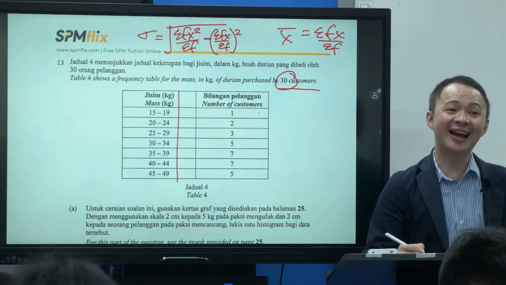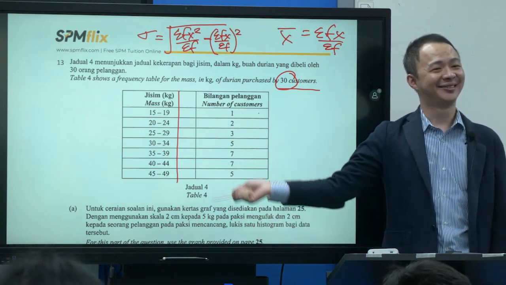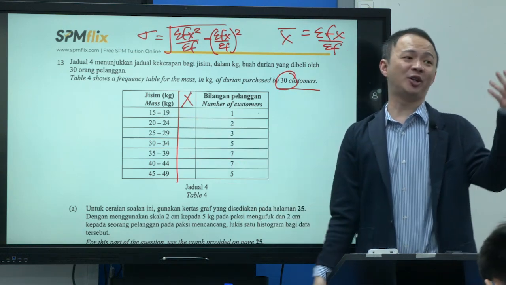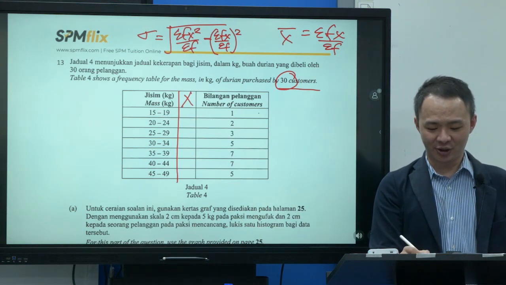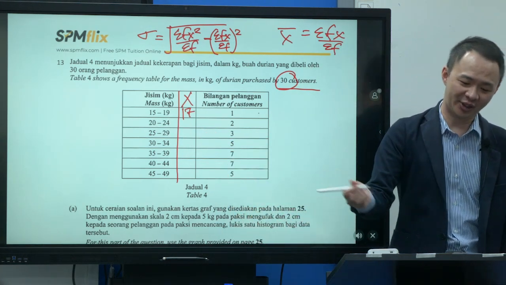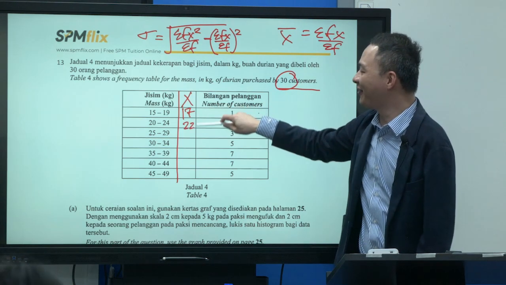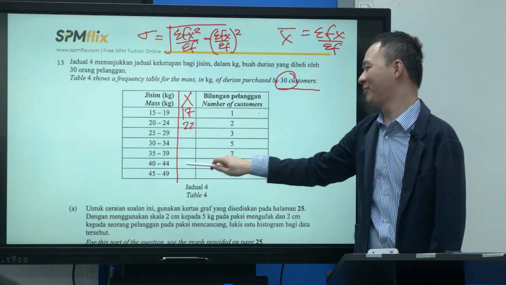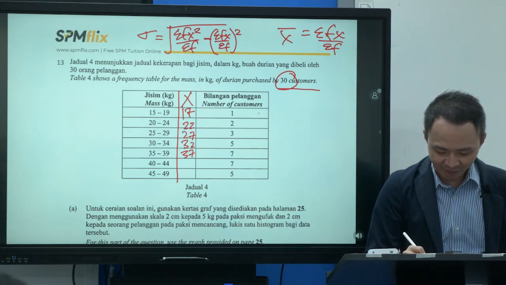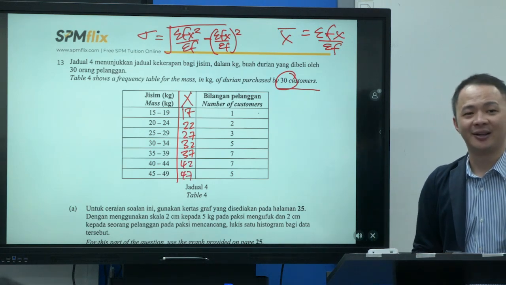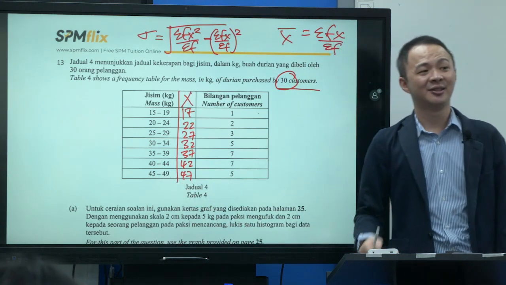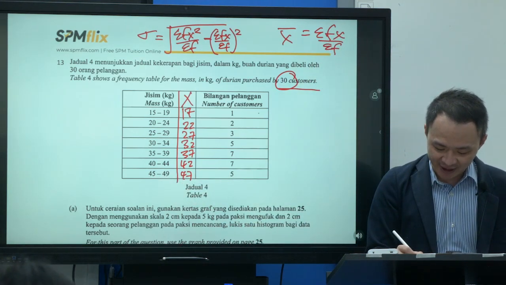First, tak ada x dekat sini. Apa nilai x? Midpoint. X adalah titik tengah. Ini tambah ini bagi 2. Okay, so 17. Ini tambah ini bagi 2, 22. Then you can see the gap is 5 already, right? They will keep on tambah 5, tambah 5, tambah 5. So I can do very fast, which is 27, 32, 37, 42, 47. The pattern must be the same if they are histogram. Or you can tambah lah, ini tambah ini bagi 2. So dapat X. Ini adalah frequency, ini adalah F.